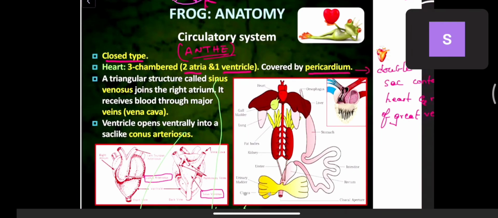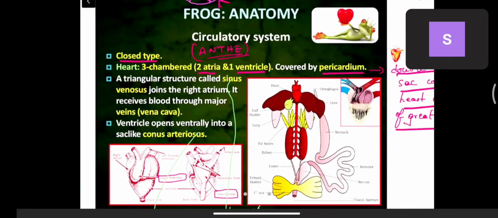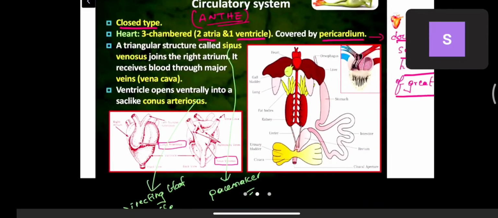So a membranous layer present above the heart is called pericardium. So what is meant by pericardium? A double membranous structure present as a covering to the heart of this frog is called pericardium. Clear? So a double walled sac containing the heart and roots of greater vessels. So heart is covered by pericardium. So how many chambers are present totally? Three chambers. Two atria are present, one ventricle is present. Atrium is the singular form, atria is the plural form.